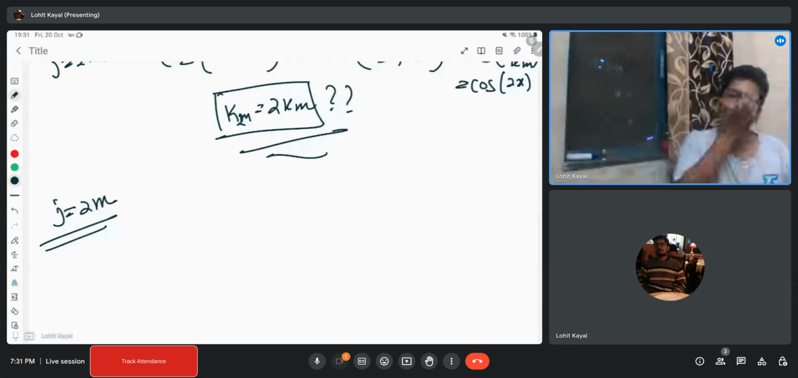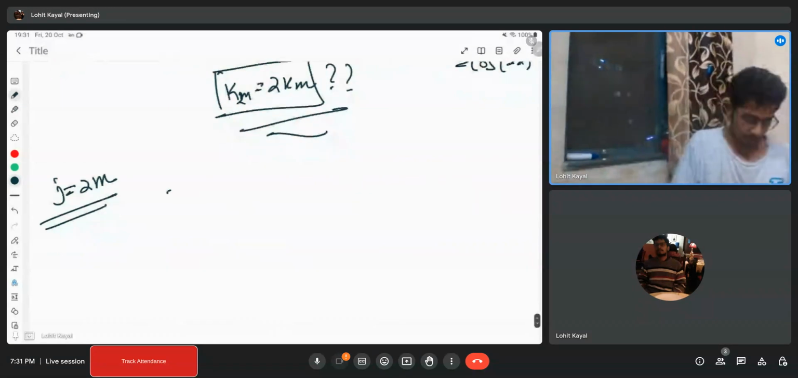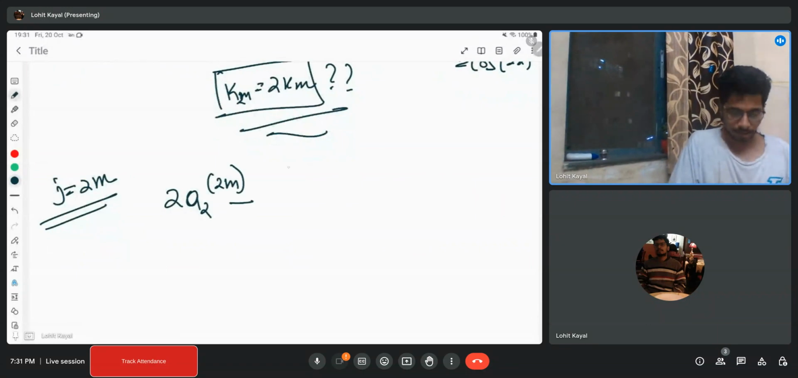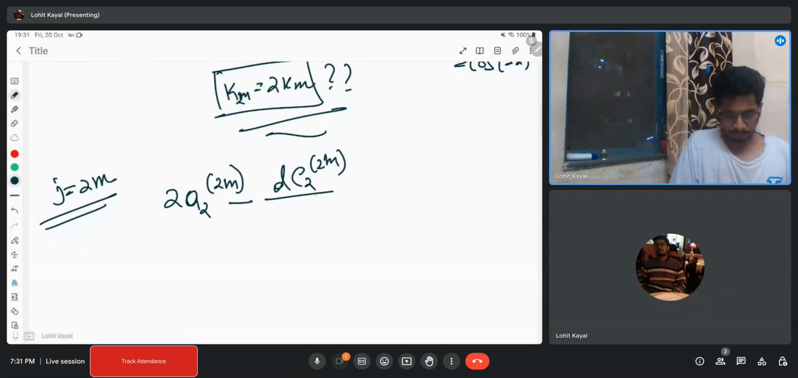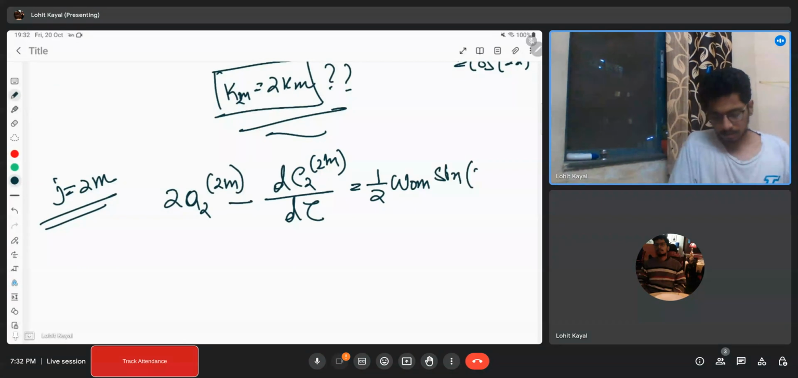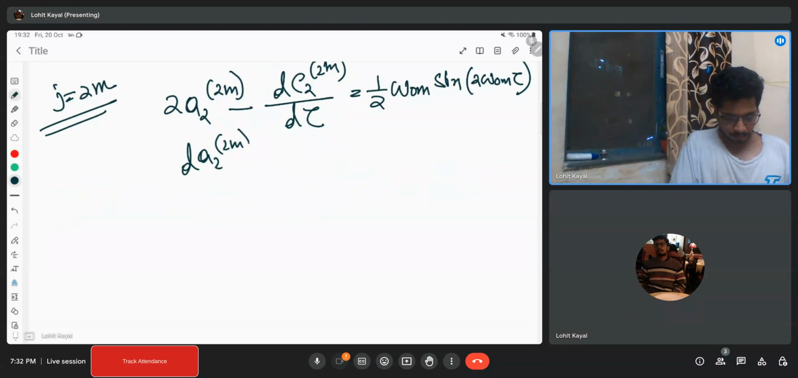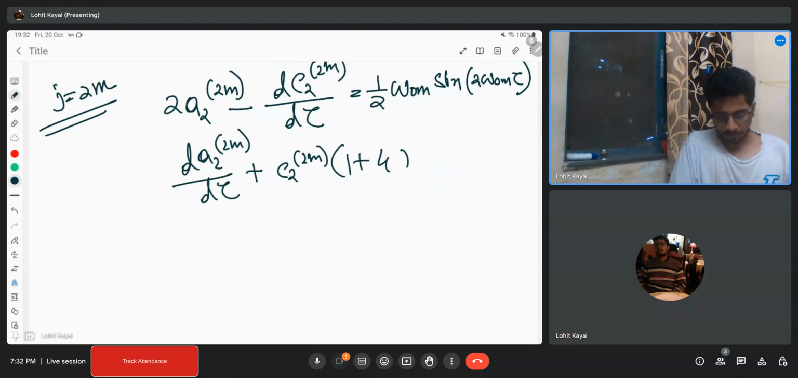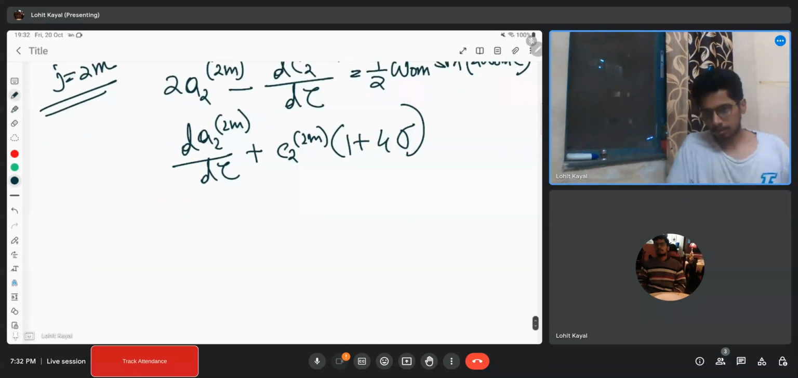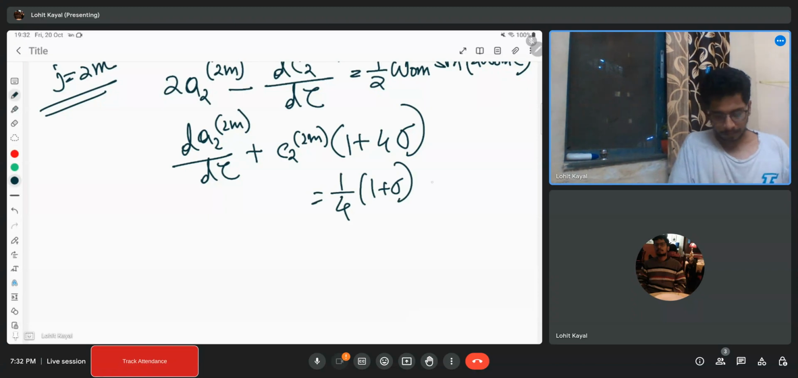So we need to solve the differential equation for j equal to 2m. Okay, and let me write down the expression: 2 into a2 2m minus b c2 2m d tau is equal to half omega 0 m into sine 2 omega 0 m tau, and dA2 2m d tau plus c2 2m into 1 plus 4 sigma, that is alpha 2m m whole square, that is 4, because alpha 2m comma m is equal to 2, is equal to 1 by 4 into 1 plus sigma into 1 plus cos 2 omega 0 m tau.